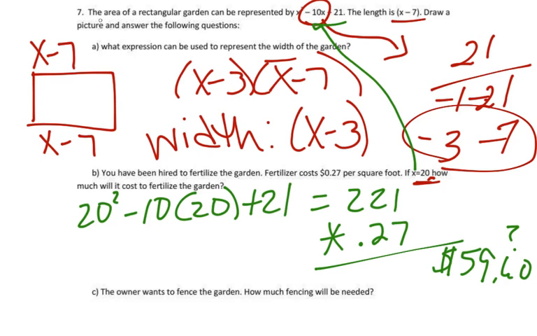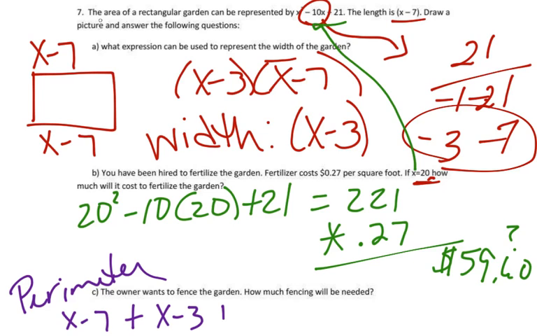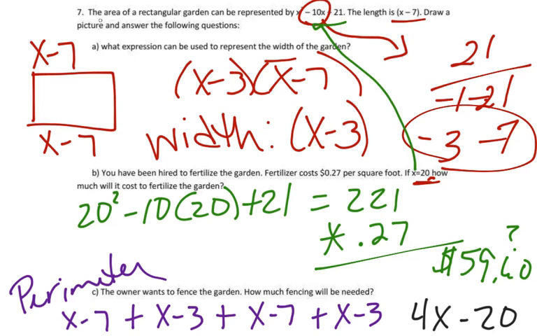Question C says that the owner wants to fence the garden. How much fencing will be needed? When you're fencing, you're talking about the perimeter, which means add all your sides. So x minus 7 plus x minus 3 plus x minus 7 plus x minus 3, and that got you all the way around it. When you add those, you're going to get 4x minus 20. So that's how much fence you would need.